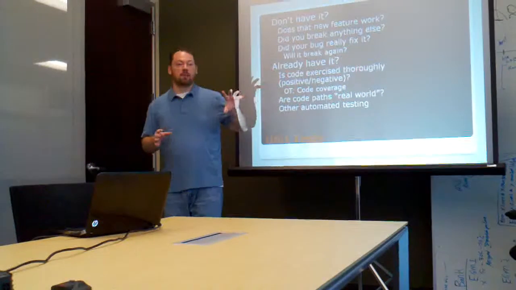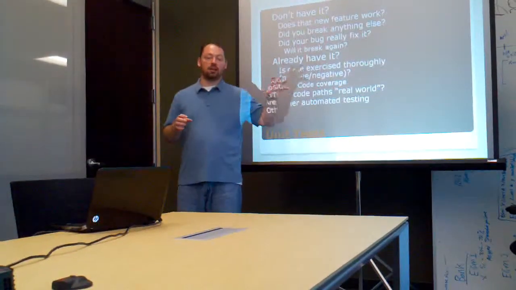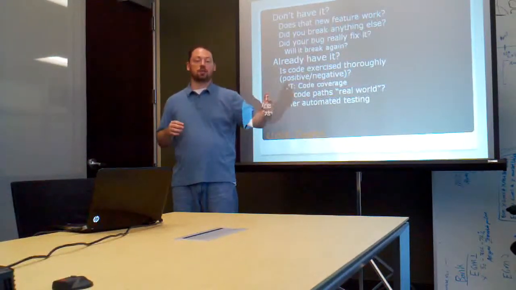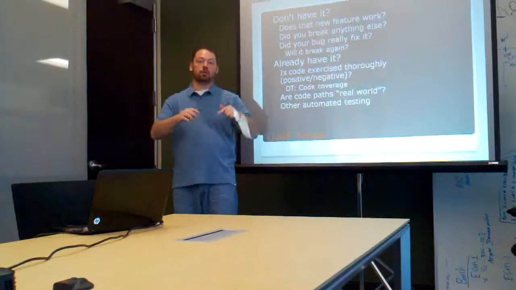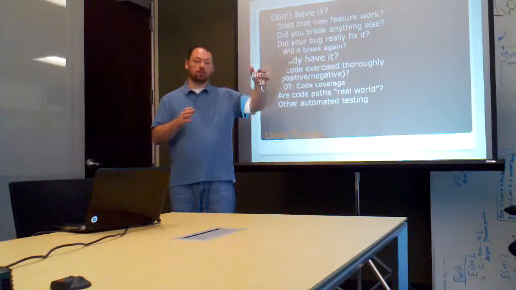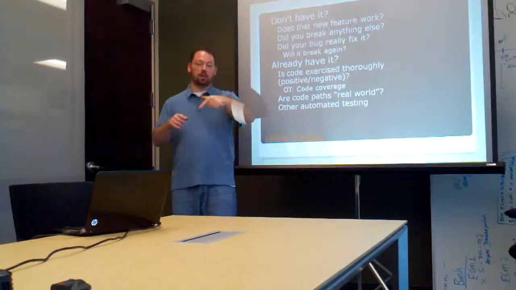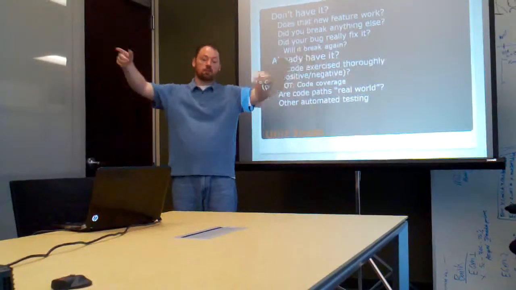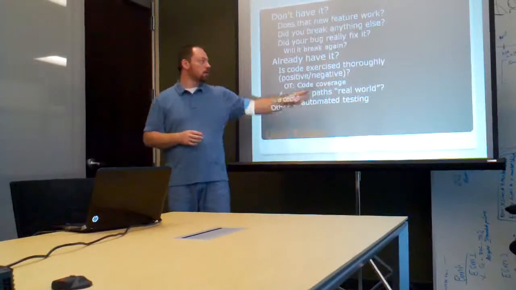That means, in general, a lot of unit tests I've seen are positive assertions. Did it go through? Did it flow in the path that I expected it to? So you're going from point A to point B. Did you make it there? Yes, unit test passes. But what about negative?